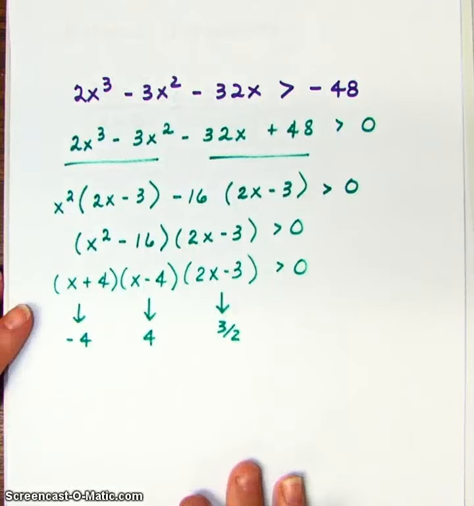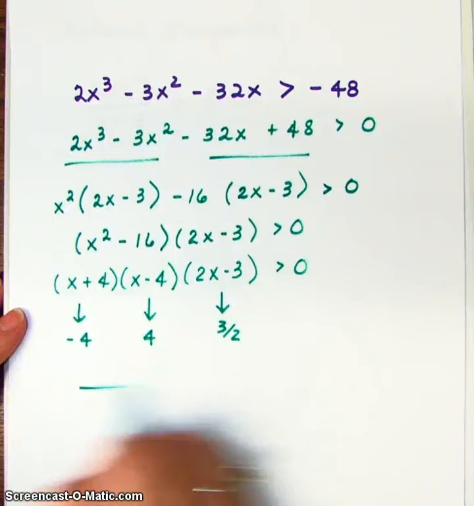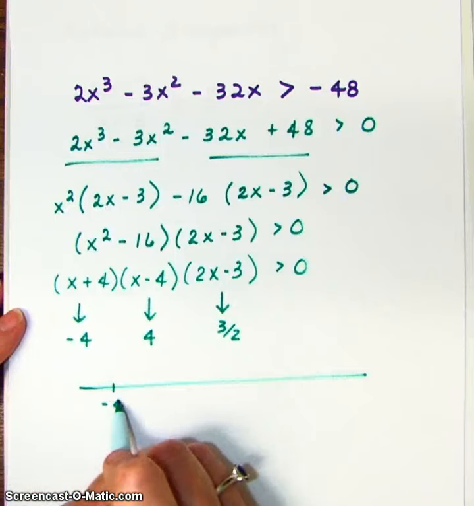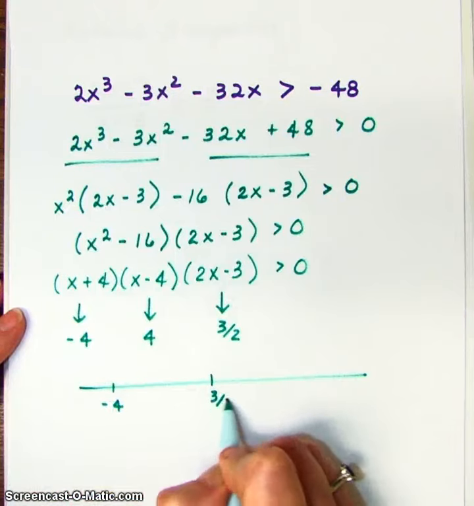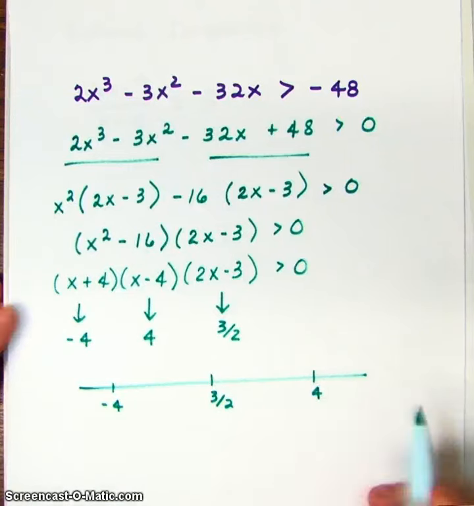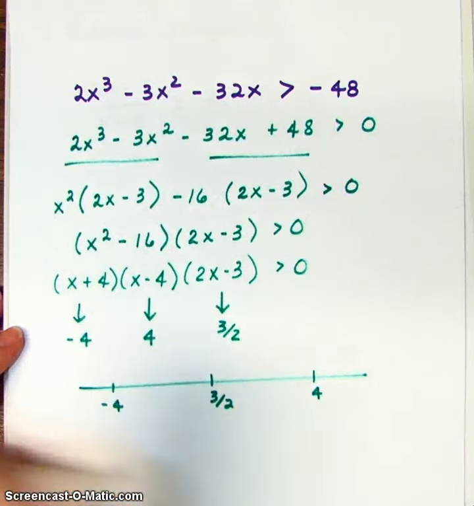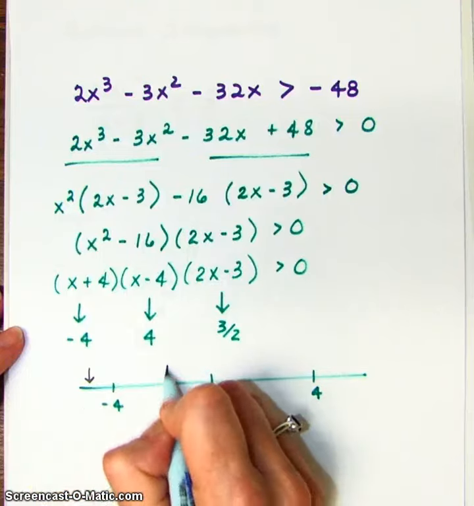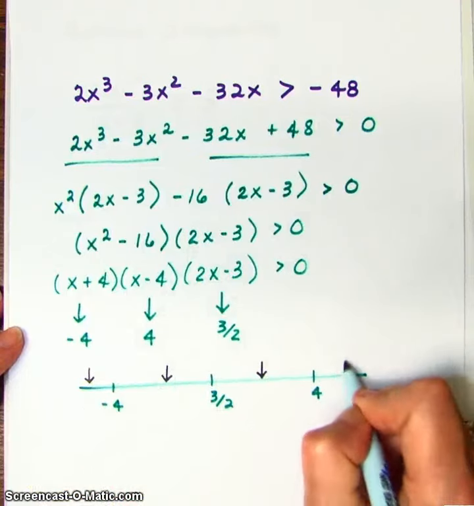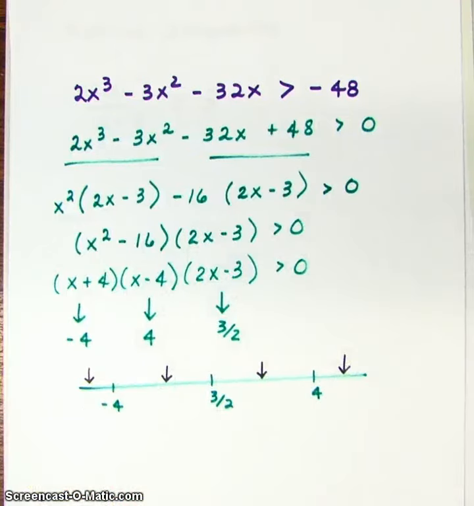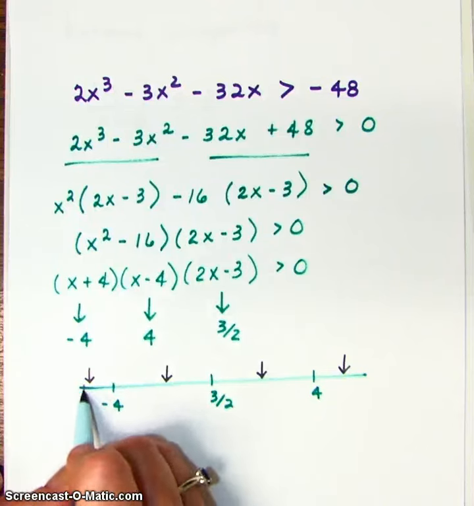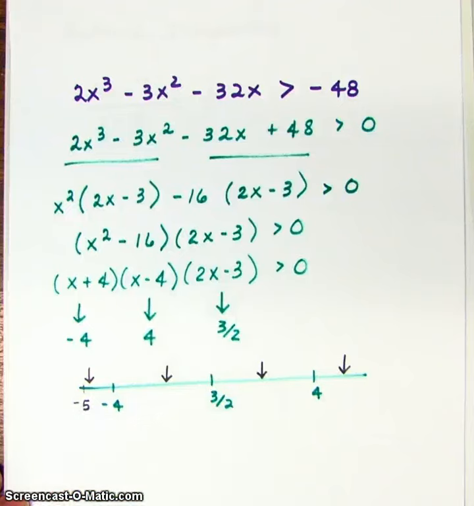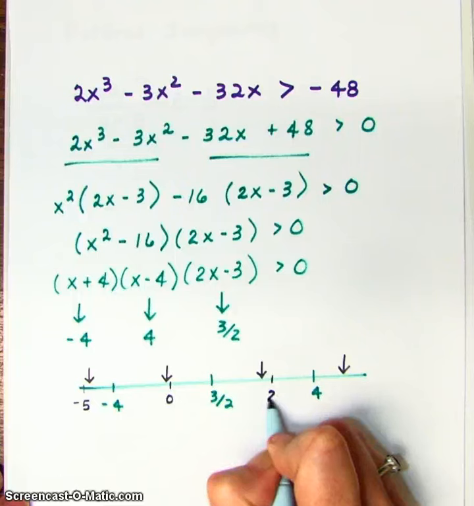Now that does not tell us what the solution is going to be, so let's just lay them out here. Here's negative 4, here's positive 3 halves, here's positive 4. So look at our possibilities. We have here, we have here, we have here, and we have here. We need to test points in each of those locations. Let's pick something easy. Here's negative 5, that'll do there. Here's 0, that'll do here. Here's 2, that'll do there.